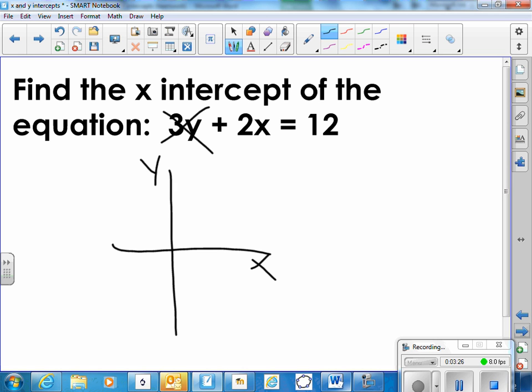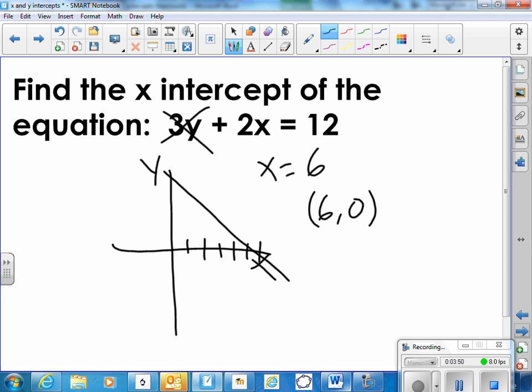2 times that number equals 12. That number has to be 6. 2 times 6 is 12. So it's going to cross the x-axis at 6. So it probably looks something like that. But anyways, so on the x-axis we would go over 6, up 0. We sometimes say the x-intercept is 6, but as a coordinate point that would be 6, 0.